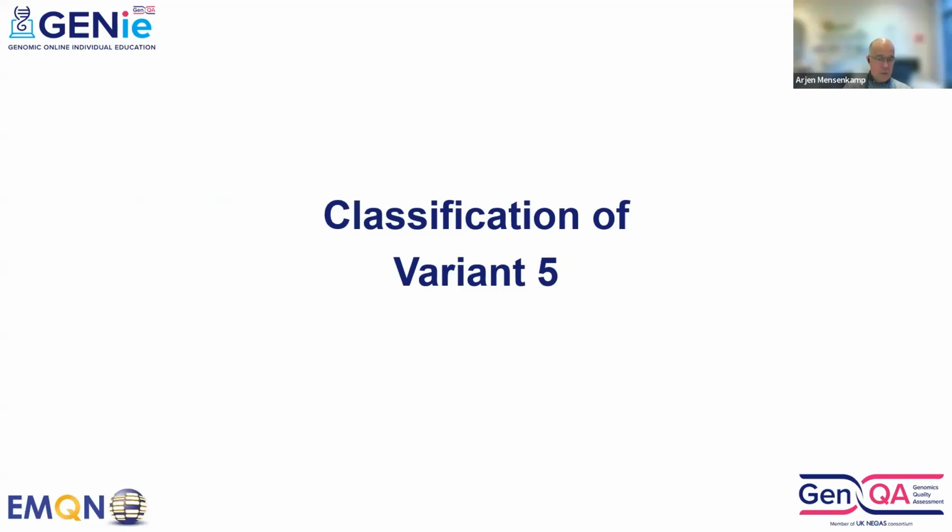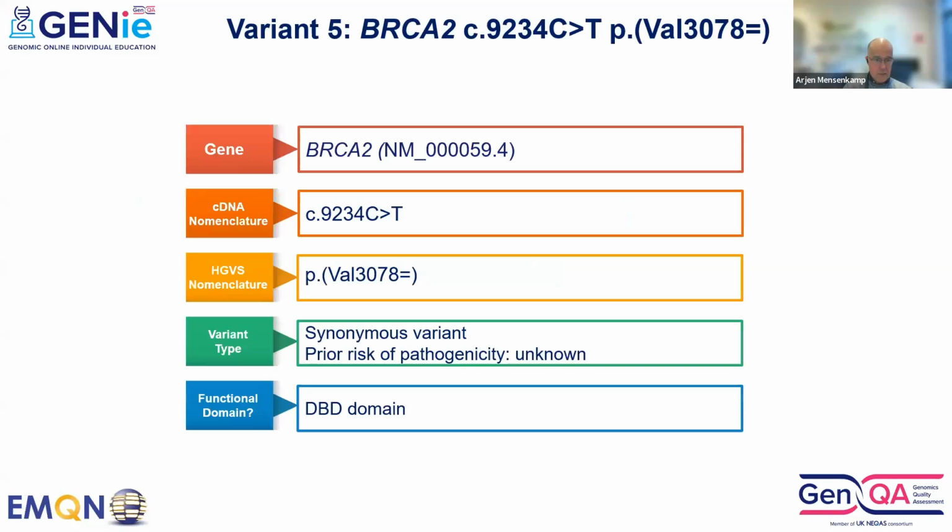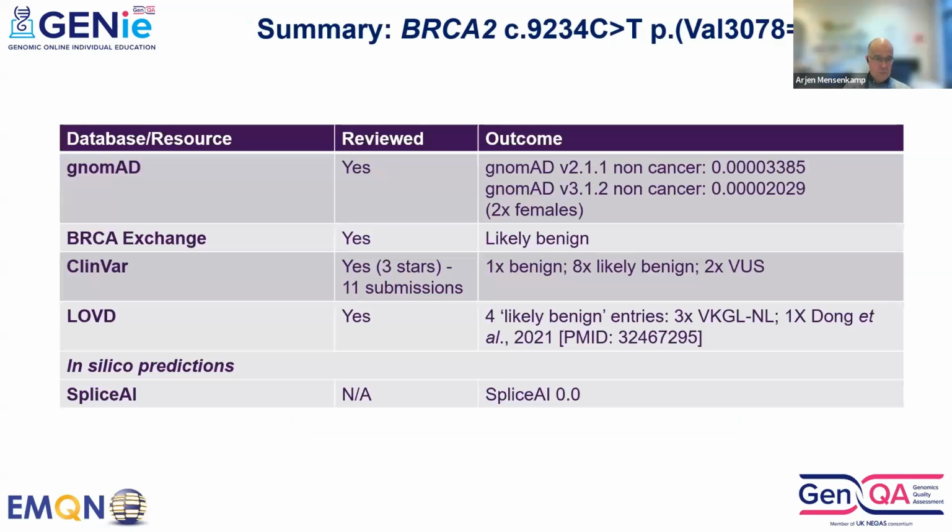The next slide, please. So now we go to the next variant, variant 5. Next slide. And this is a BRCA2 variant, and it's a synonymous variant inside the DNA binding domain. Next slide. The variant is present in the gnomAD database in 2 females. It is also present in the BRCA Exchange database as a likely benign variant, and ClinVar varies between benign, likely benign, and VUS.